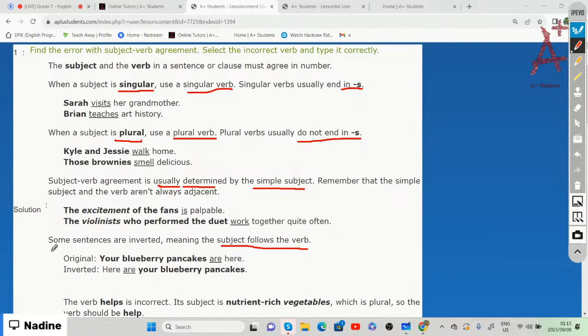So when it comes to subject-verb agreement, remember that the subject as well as the verb need to work together in order to agree, right? They're not always adjacent, but they need to work together in order to agree.